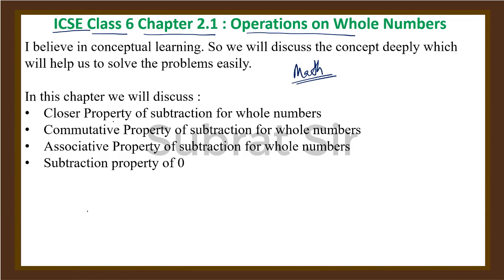In this chapter, we will discuss the closure property of subtraction for whole numbers, then the commutative property, then the associative property, and then the subtraction property of 0. So, one by one we will discuss. First, we will discuss the closure property of subtraction for whole numbers.